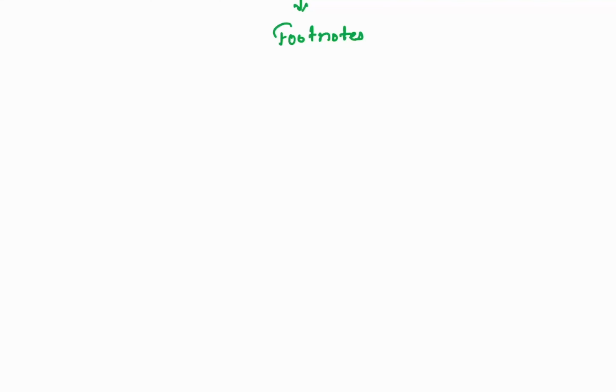Now, with respect to these footnotes, there are 4 points. Point number A, basis of presentation. This means how the company has prepared the financial statements.